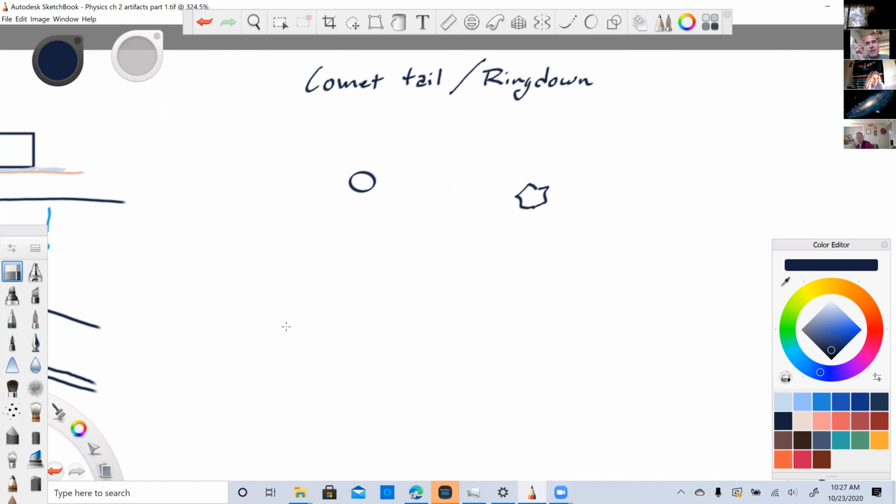And that's comet tail or ring down. These are the same thing, but happening between structures that are far closer together. I learned, Melissa learned, I'm not sure about Nana, that there's a difference between comet tail and ring down. In fact, I'll start with comet tail.